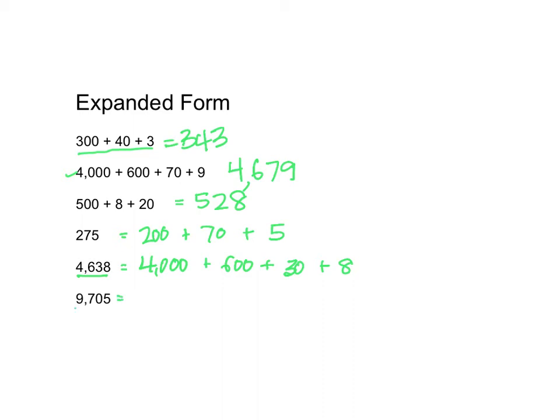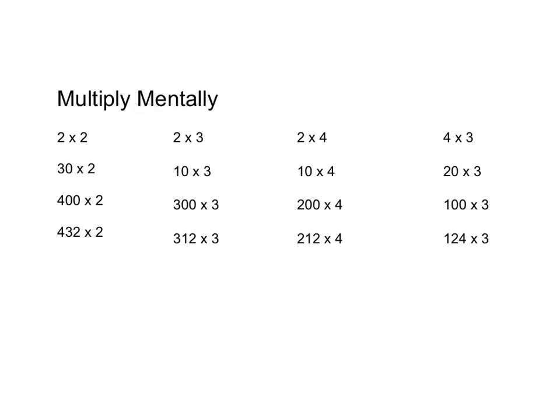And the last number here, 9,705. We'll start right there. We have 9,000. We have 700. We don't have any tens, so we're not going to write anything at all for our tens. And the last of all is 5 ones, or 5. Alrighty, let's look at the next page.